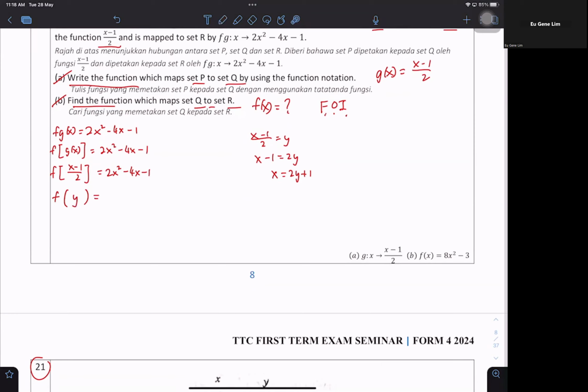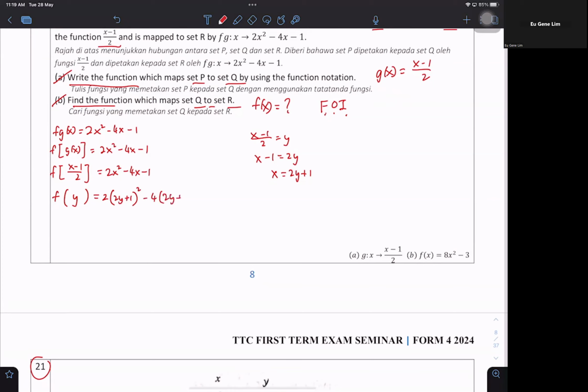You see, this part you must know how to change. x minus 1 over 2 is equal to y, right? So you change the x minus 1 over 2 to become y, because x minus 1 over 2 is y. And then this x, x is 2y plus 1, so you change the x into 2y plus 1. So 2y plus 1 power 2 minus 4 bracket 2y plus 1 minus 1. Understand?